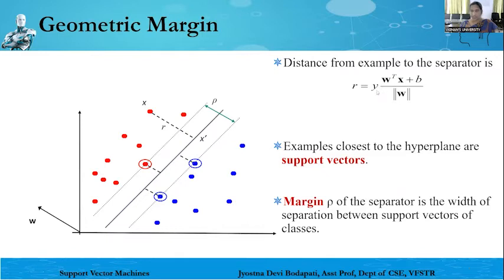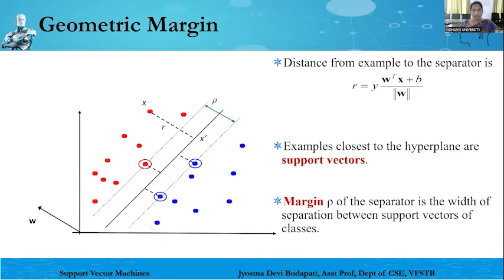So let's consider this one here. Let's assume the sample on the positive side of the margin. For this sample, what is r? The ground truth y value would be 1 because it's in the positive class. Then w transpose x plus b, because it is on the boundary of the positive plane, would be 1. Then it is 1 into 1 by norm w. So the r value associated with this example is 1 by norm w.